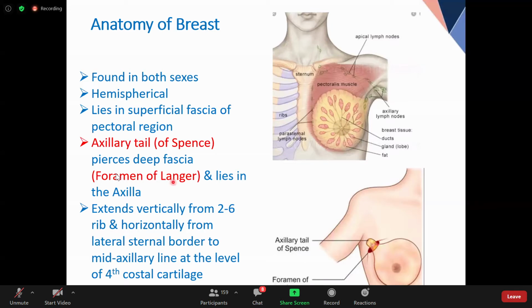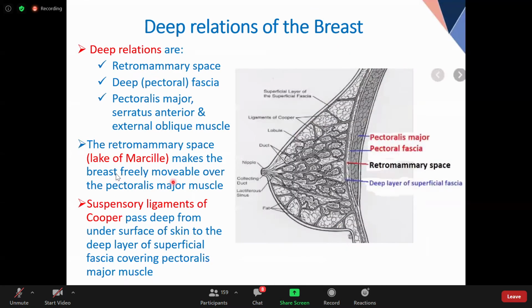This is very important, and it took me time to find. It's a very important slide. It's a breast side view, but showing the interior, so that we can understand its relations, what is deep to it.